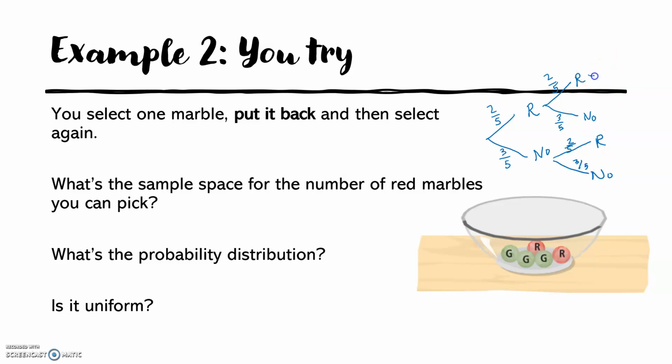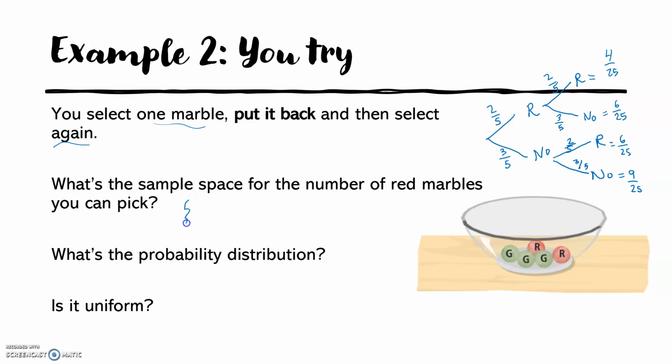And then I'm going to multiply my branches. The reason I know to stop my tree here is that I was picking one marble and then picking again. I wasn't picking another time, so I'm done with my tree now. So that would be 4/25 that I get 2 reds, 6/25 that I get a red and then a not red, and 6/25 that I get a not red and then a red, and 9/25 that I get 2 not reds.